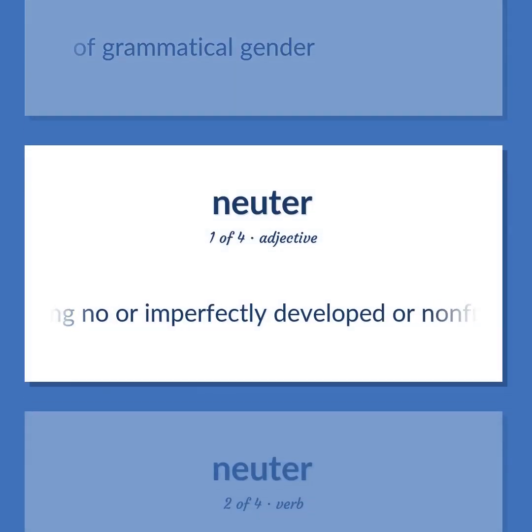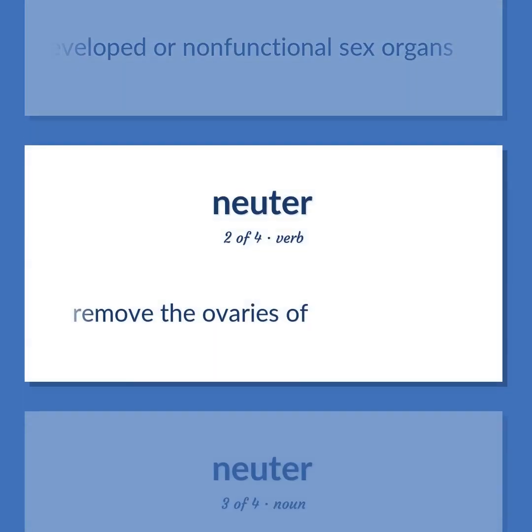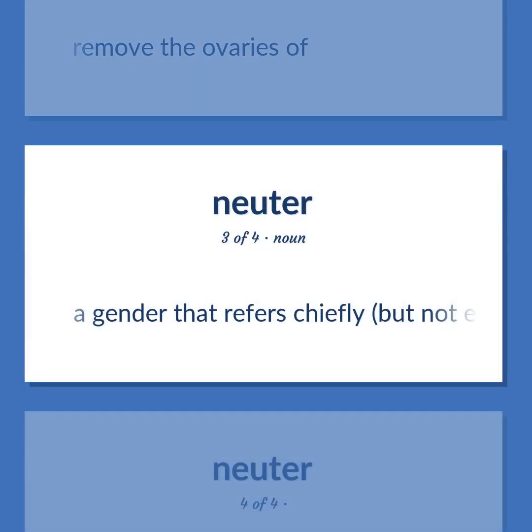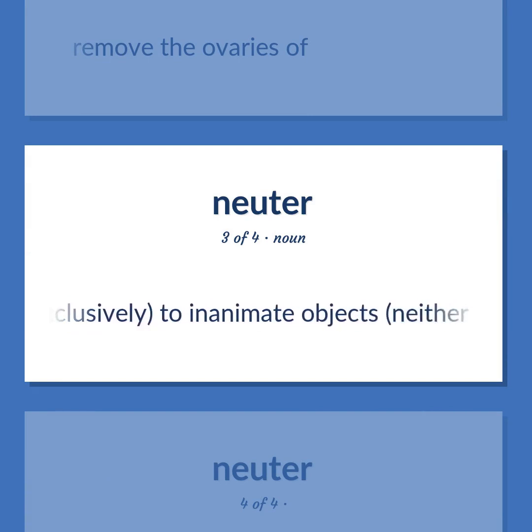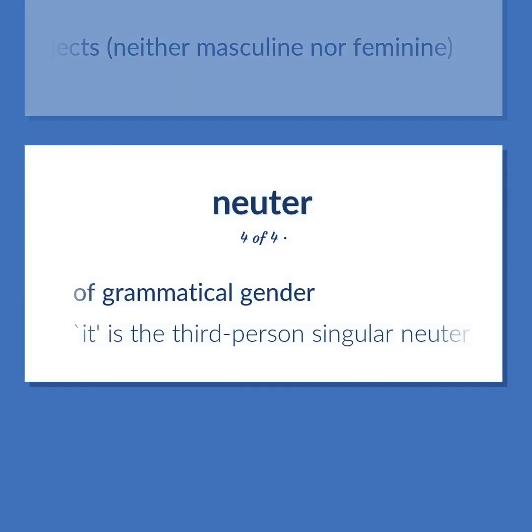Having no or imperfectly developed or non-functional sex organs. Remove the ovaries of. A gender that refers chiefly, but not exclusively, to inanimate objects, neither masculine nor feminine. Of grammatical gender. It is the third-person singular neuter pronoun.